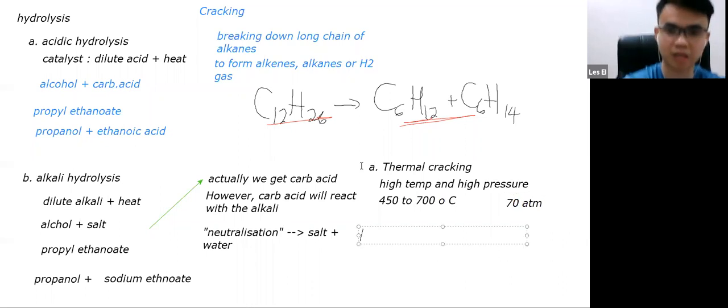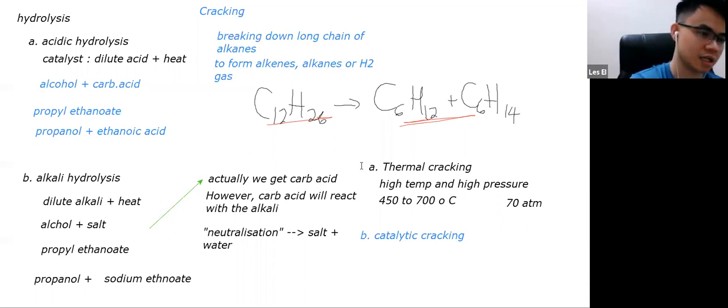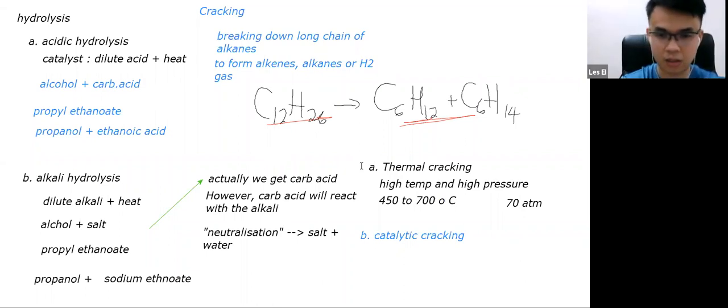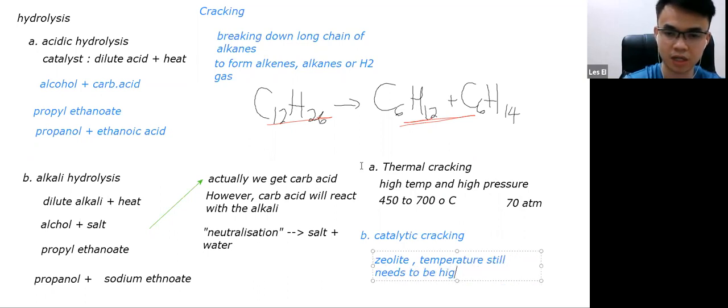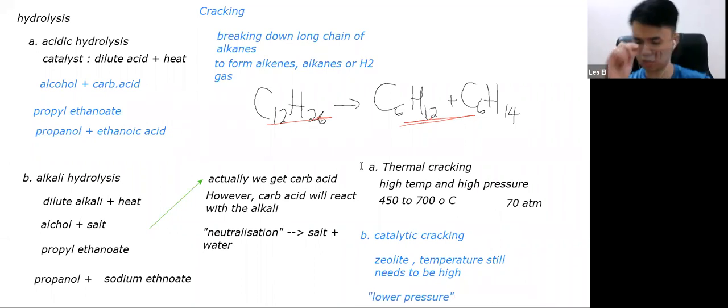There is another type of cracking that you don't learn in IGCSE, which is known as catalytic cracking. Catalytic cracking means you will use a catalyst, and the catalyst here is zeolite. However, the temperature still has to be high, but because you use a catalyst, you will need a lower pressure. The pressure does not have to be that high anymore.